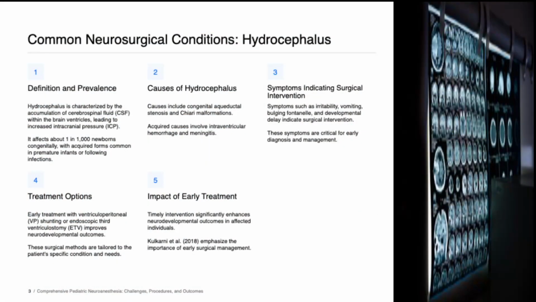So the most common causes of hydrocephalus are congenital issues with the aqueduct, so congenital aqueduct stenosis, Chiari malformations. And then the most common acquired cause, and probably the most common cause, is an intraventricular hemorrhage and meningitis causing hydrocephalus and obstructive hydrocephalus. And those will be by far the most common causes of hydrocephalus that we will see.